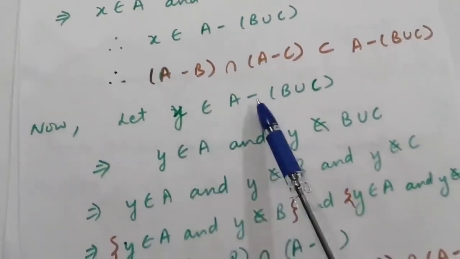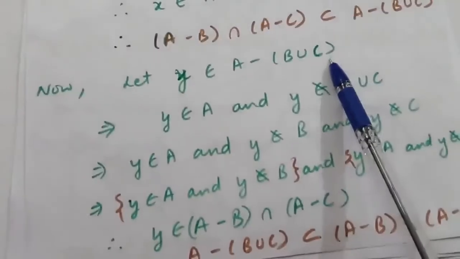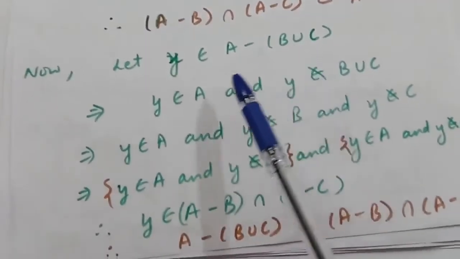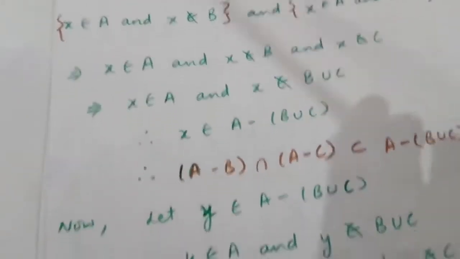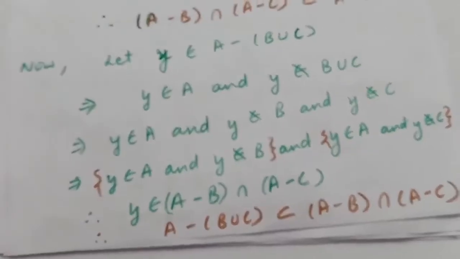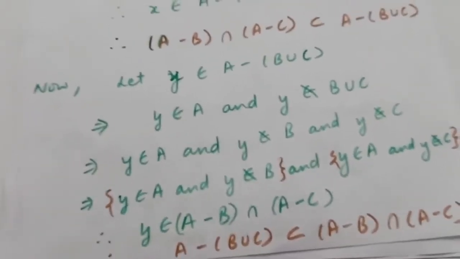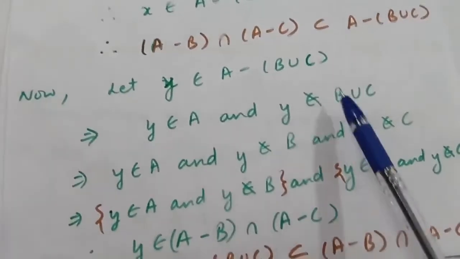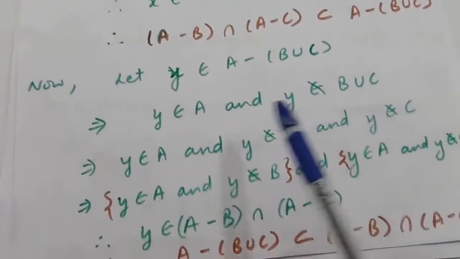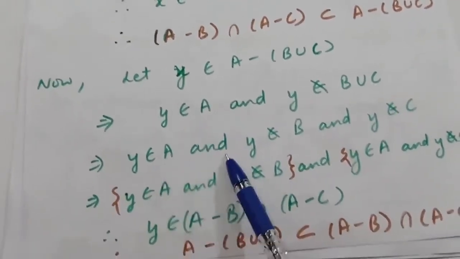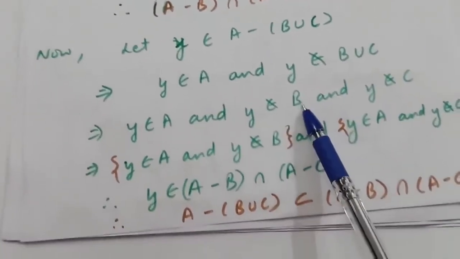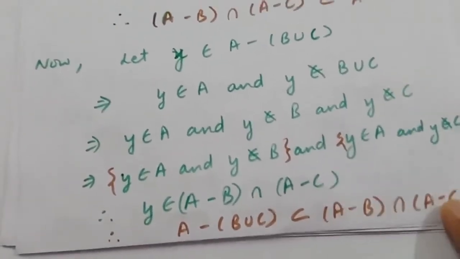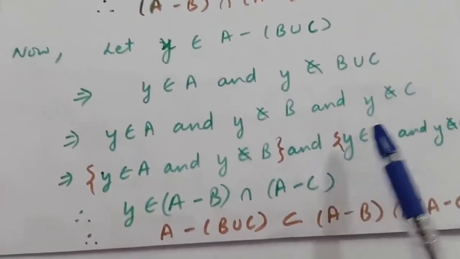For this, let Y belong to A minus (B union C). This now simply means Y belongs to A and Y does not belong to B union C. We have to just follow the same method, the same process. So Y belongs to A and Y does not belong to B union C. This means that Y belongs to A, and if Y does not belong to B union C, that means Y does not belong to B and Y does not belong to C.